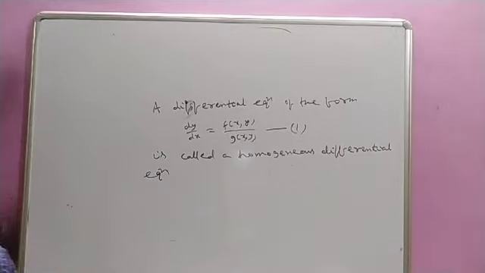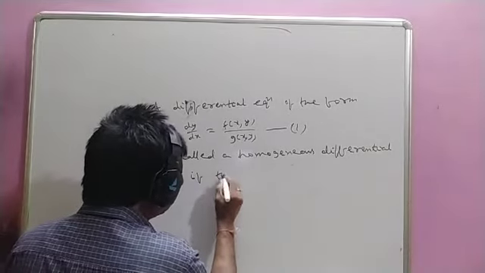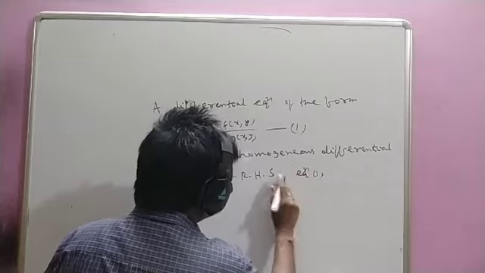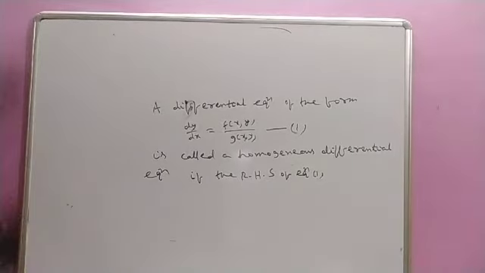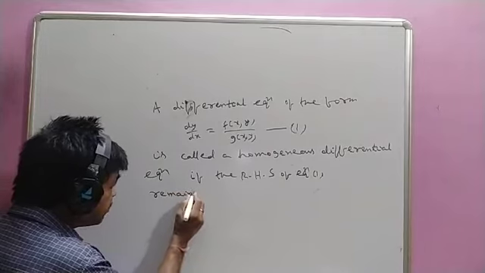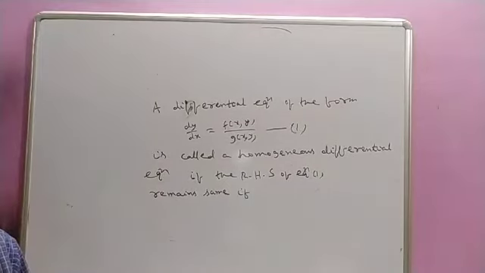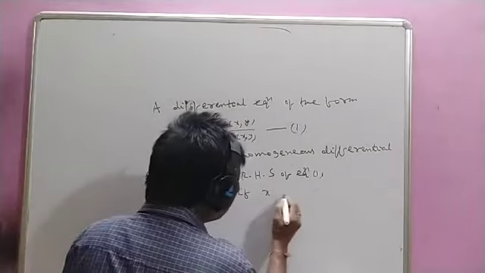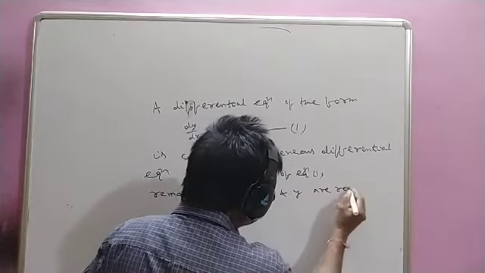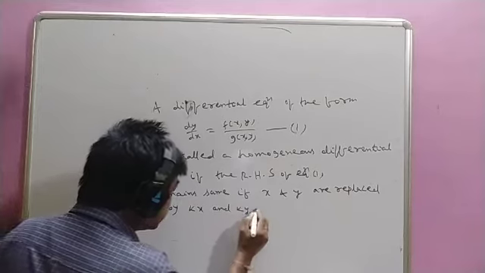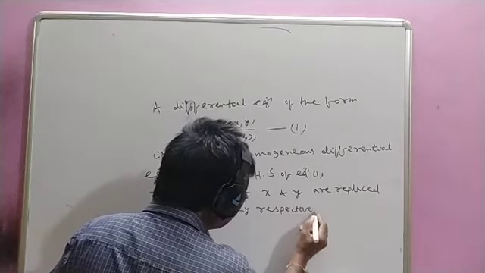Homogeneous differential equation, if the RHS of equation 1, RHS means right hand side, remains same, or you can write remains unaltered, if x and y are replaced by kx and ky respectively.